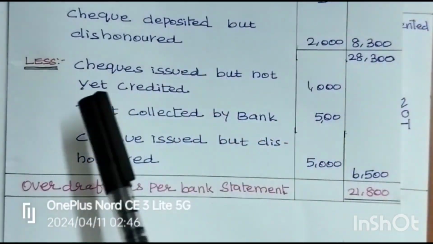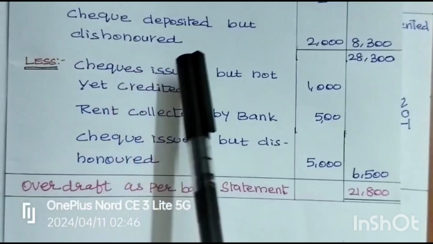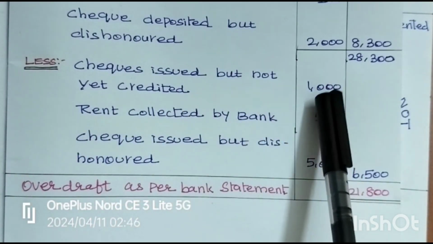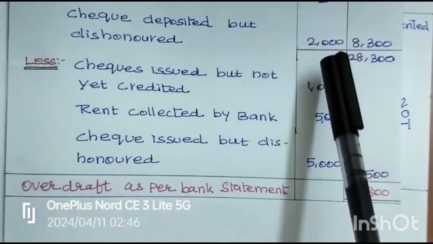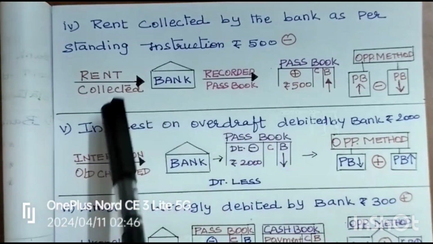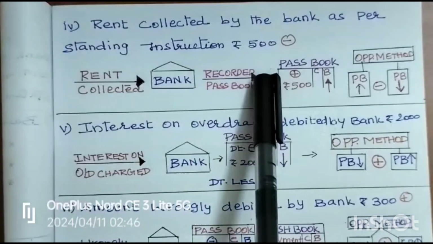So listen, on less column you have to write check issued but not yet credited. 1,000 rupees will be entered into the inner amount column. We entered. The next transaction is rent collected by the bank as per the standing instruction ₹500.